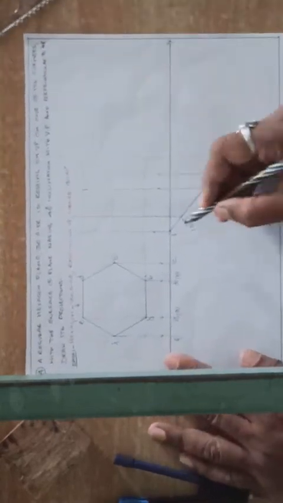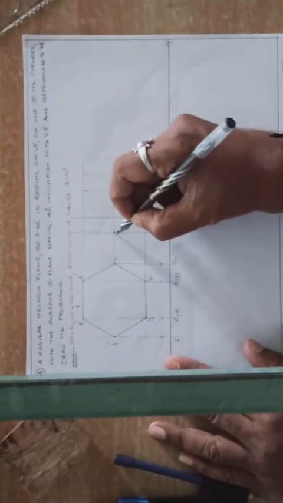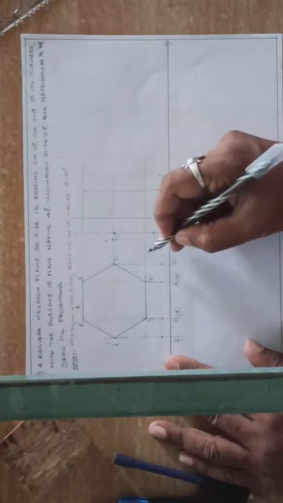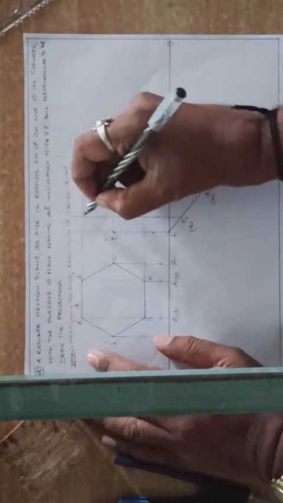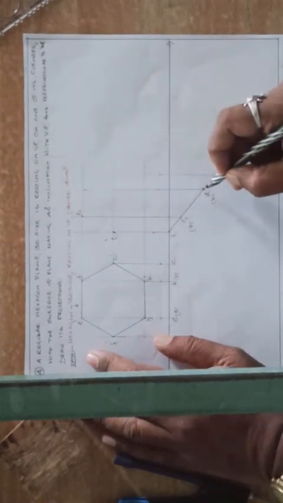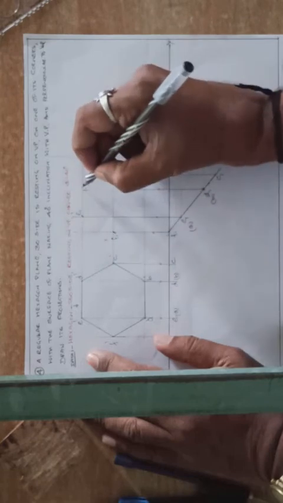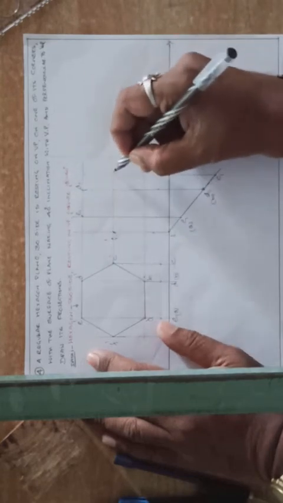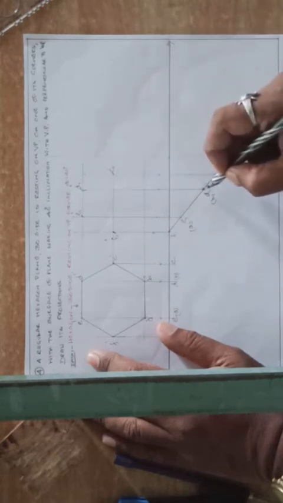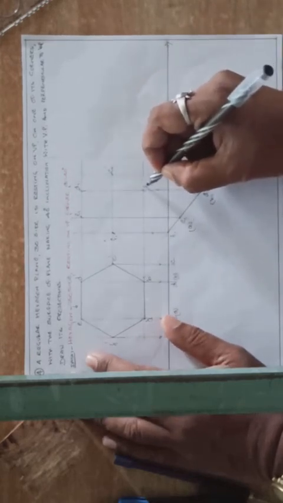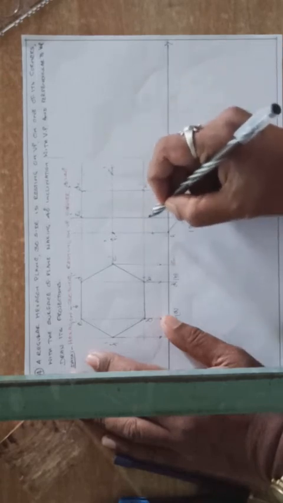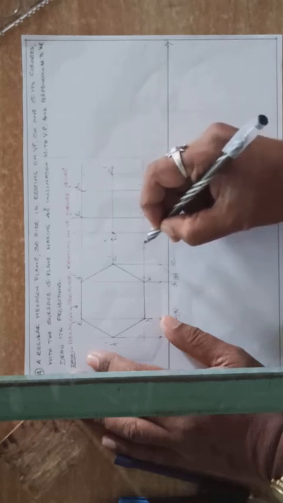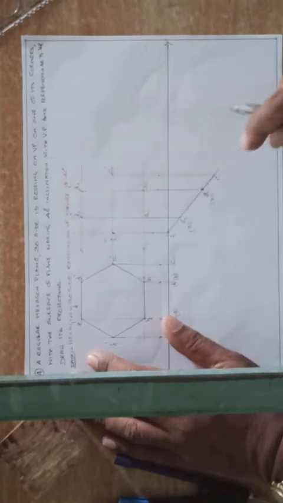Now see: F vertical, F horizontal, F1 dash; E vertical, E horizontal, E1 dash; D vertical, D horizontal, D1 dash; C vertical, C horizontal, C1 dash; then B vertical, B horizontal, B1 dash; A vertical, A horizontal, A1 dash. Like this you can mark the arrows if you want.